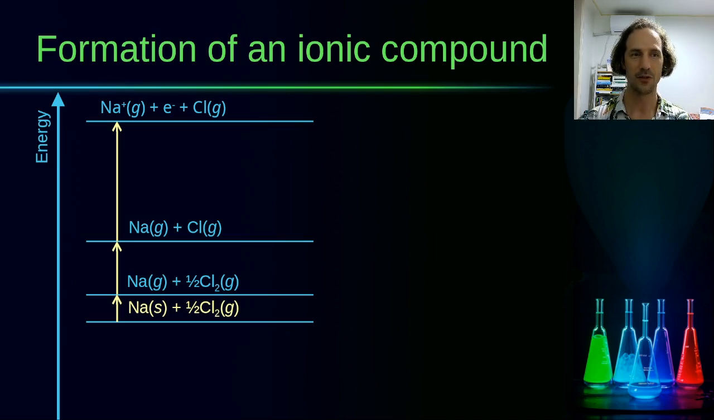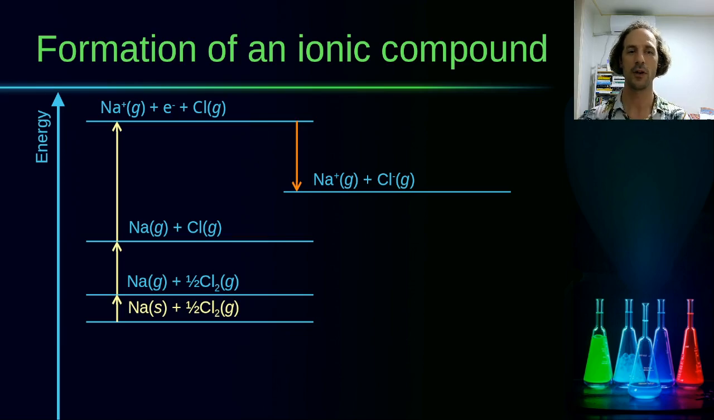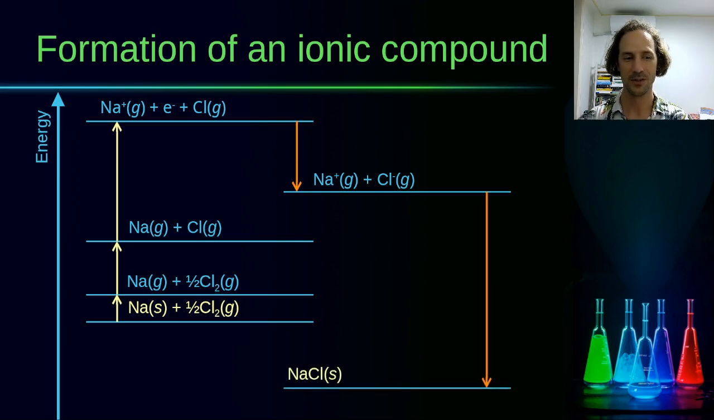So next, this electron can be captured by the chlorine atoms and become a chloride ion. So the electron can lose some of its potential energy by moving closer to the chlorine atoms, and this will result in a gas with sodium cations and chloride anions in it. But now we have positively charged and negatively charged particles, so if they get closer to each other, then they can reduce their potential energy by a lot. And this is how the sodium chloride solid will form.